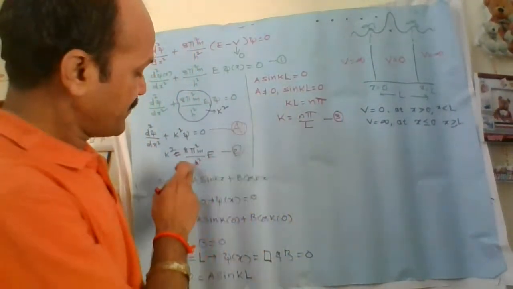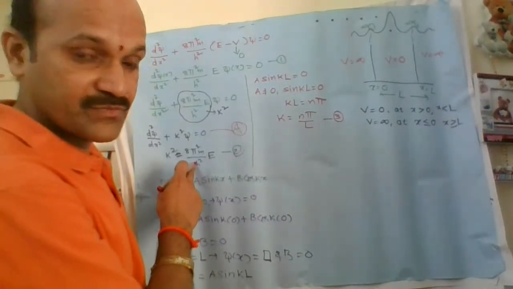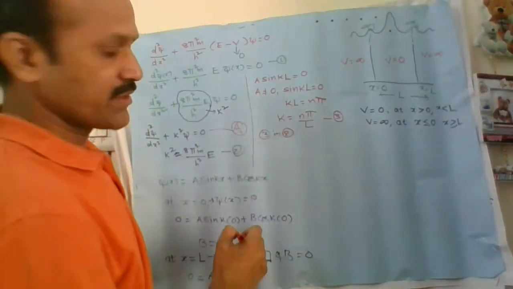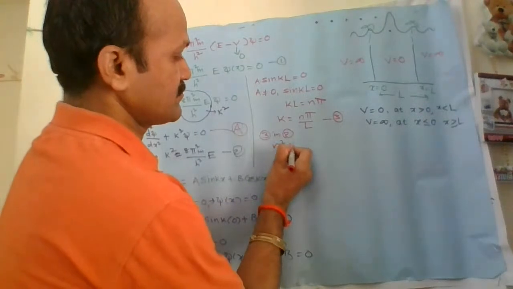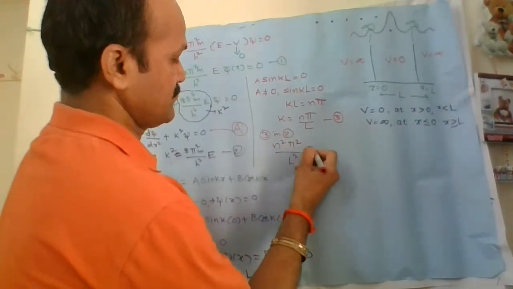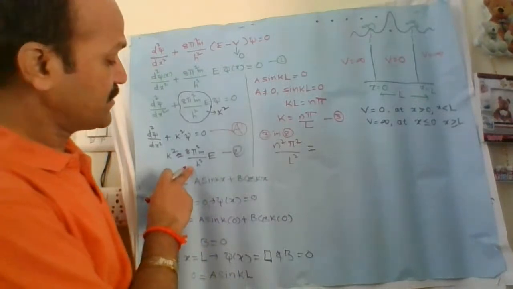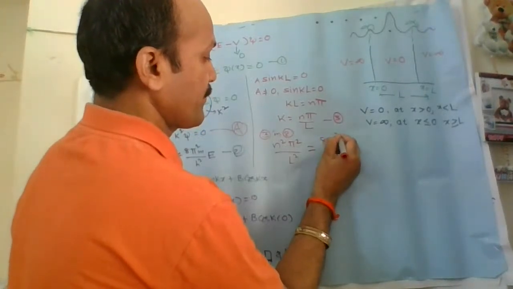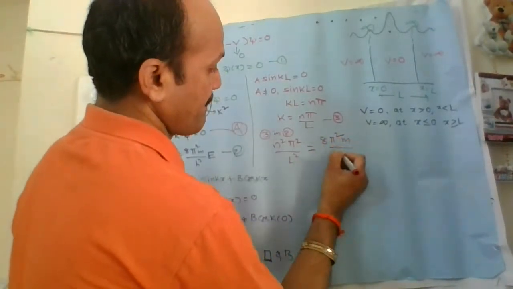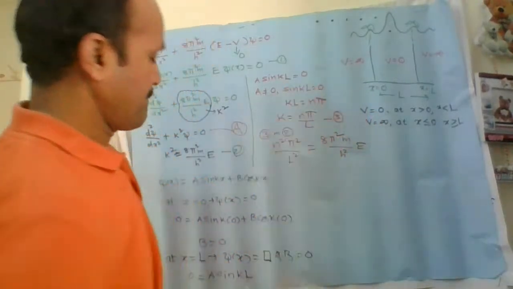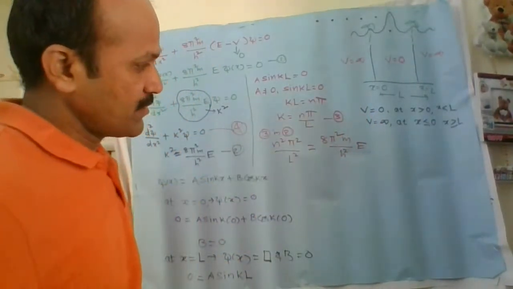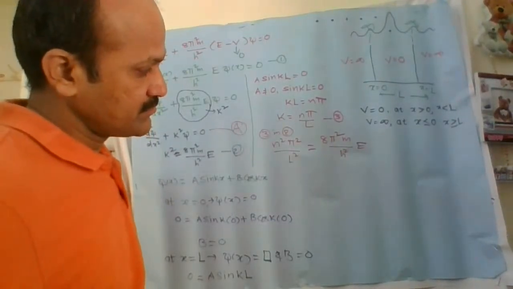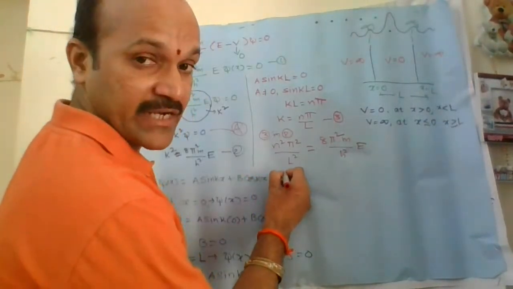This k we will substitute in equation 2, right? k square equals 8 pi square m by h square into E. Okay, pi square gets cancelled. Remaining is, now let us write the equation for E.